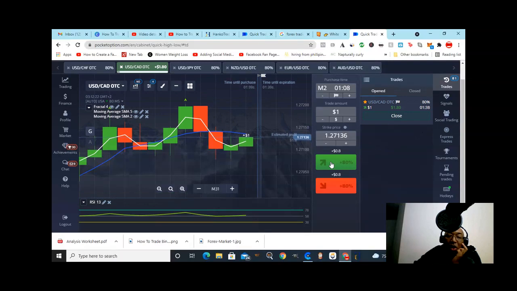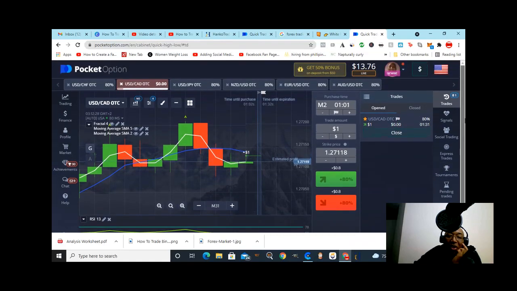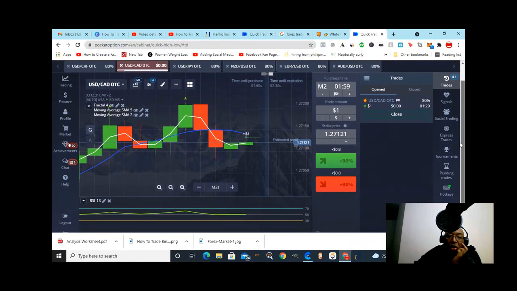Yeah, this is just a practice account. Let's see. Okay, it decided to go down. So it's not really following the rules. It may be following the rules. The fractal sign is up here saying going down. The moving averages have crossed here and they are facing down.